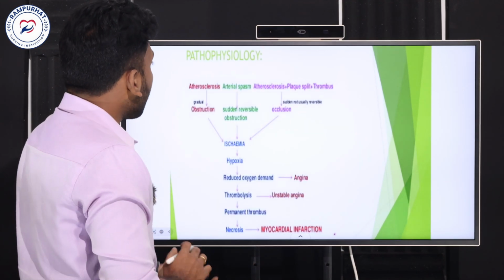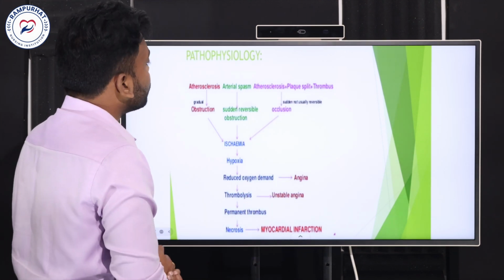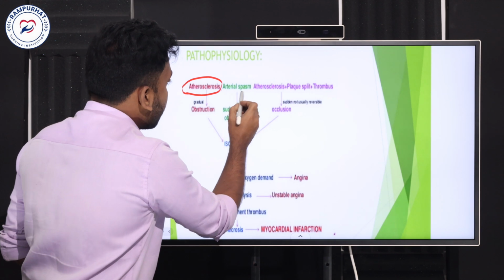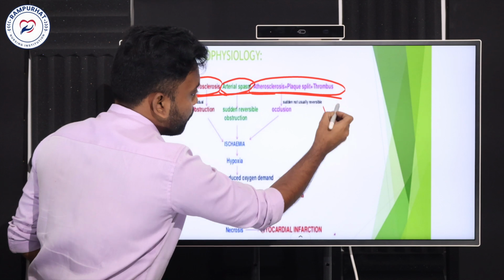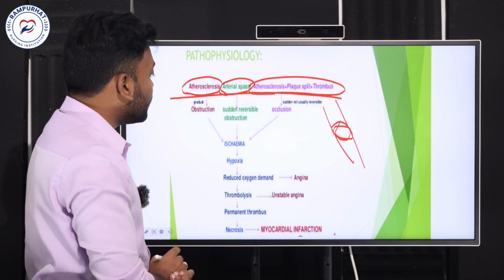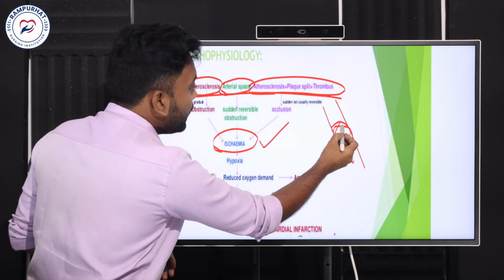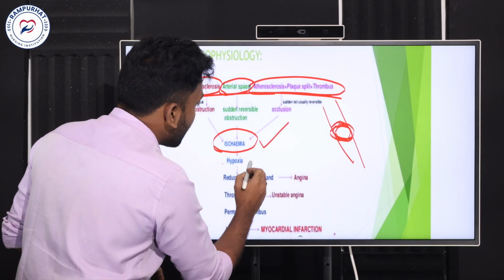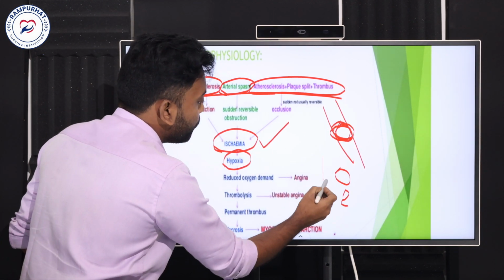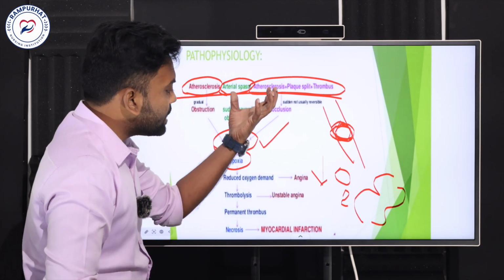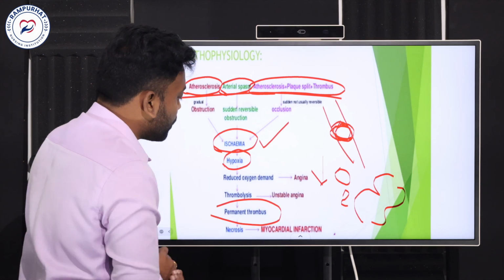Next is the pathophysiology: how the disease condition occurs. As we know, the different causes are atherosclerosis, arterial spasm, and thrombus formation. These three causes within the coronary artery lead to obstruction. Ischemia is occlusion or obstruction. When occlusion occurs, hypoxia occurs. What is the meaning of hypoxia? Decreased oxygen within the layer of the heart. When there is a decreased percentage of the oxygen level, a permanent thrombus will form.